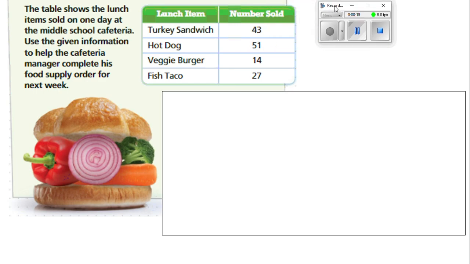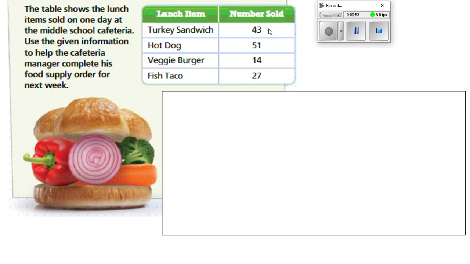First of all, they say that the table shows the lunch items sold on one day at the middle school cafeteria. Use the given information to help the cafeteria manager complete his food supply order for next week. So what he's trying to find out is what people are eating so he knows how much to buy. He wants to order what most people are eating, so that he'll keep having the stock to supply the demand of the customer.